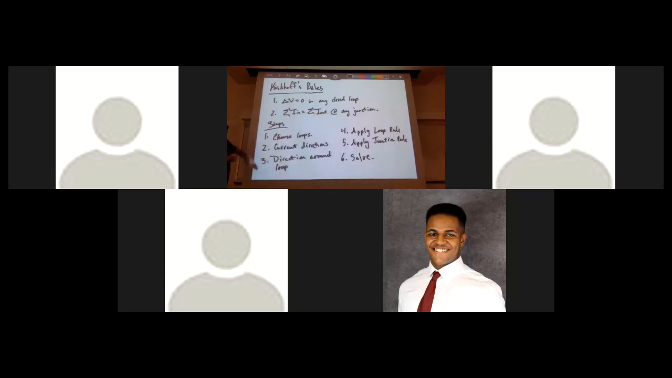So the steps we're going to use, which I quickly wrote down yesterday, we're going to apply today. The first thing is we're going to choose the loops we're going to use. Not all the loops are independent, so we have to choose a number of loops. We're then going to draw the directions of the currents.